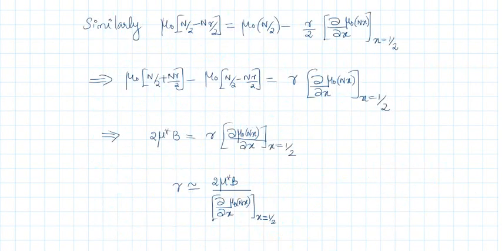So 2 mu star b is equal to r into dou by dou x of mu 0 of nx at x equal to half. So r is equal to 2 mu star b divided by dou by dou x of mu 0 of nx evaluated at x equal to half.